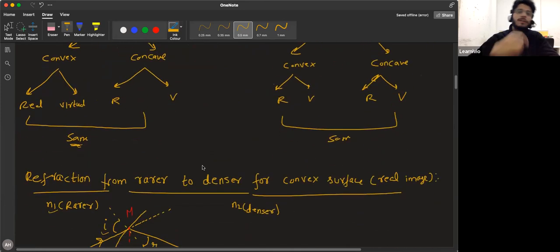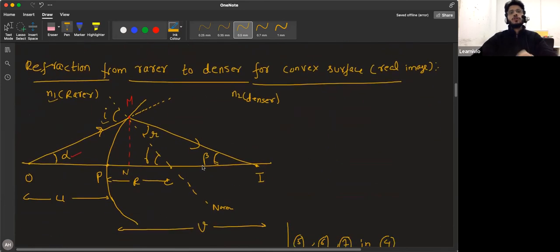Yes, sir. Okay, let's start with the first calculation. This is for refraction from rarer to denser for a convex refracting surface. See what we are supposed to derive here. We will try to relate the radius of curvature of the surface, the refractive indices, and the object distance and image distance. We'll connect all those things.